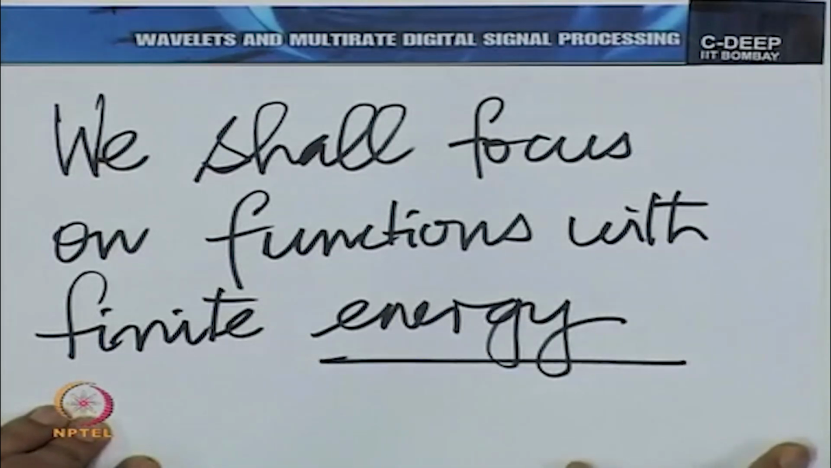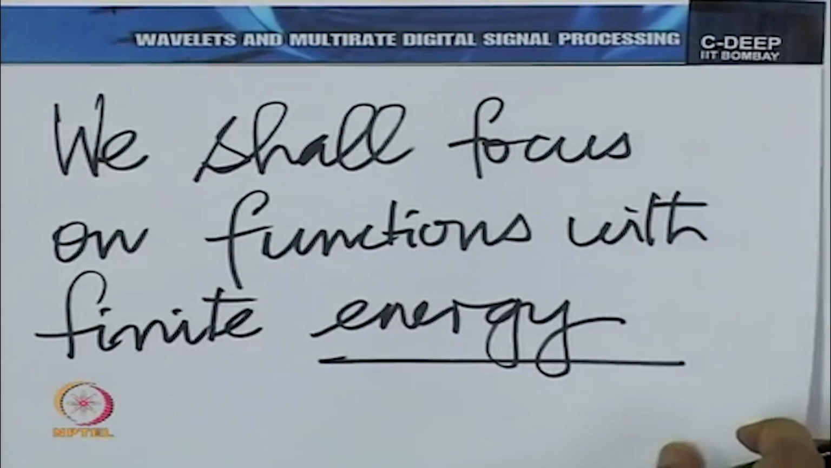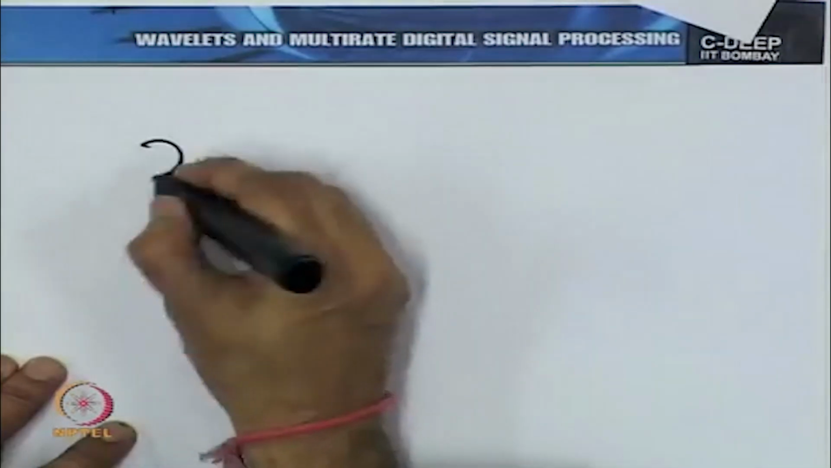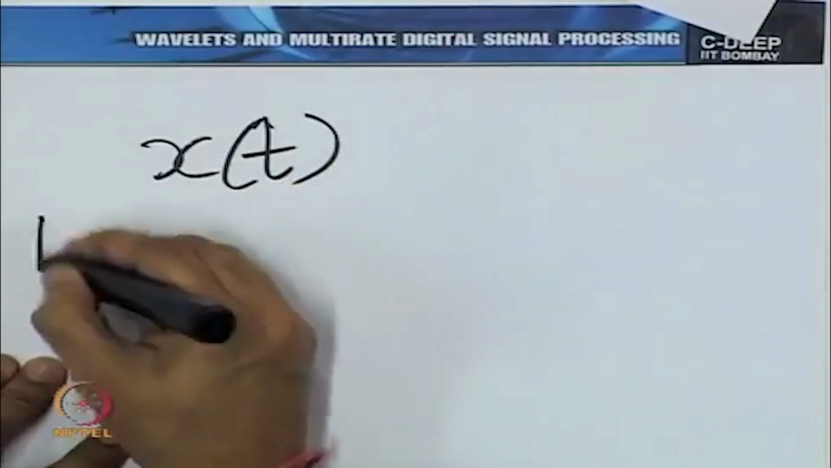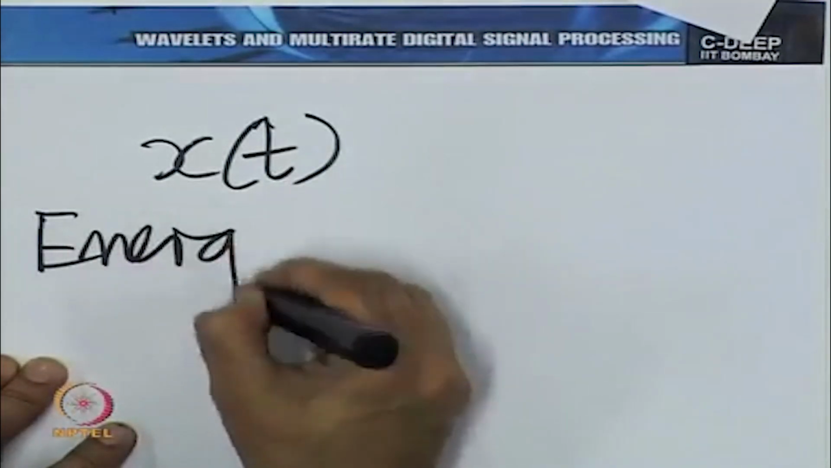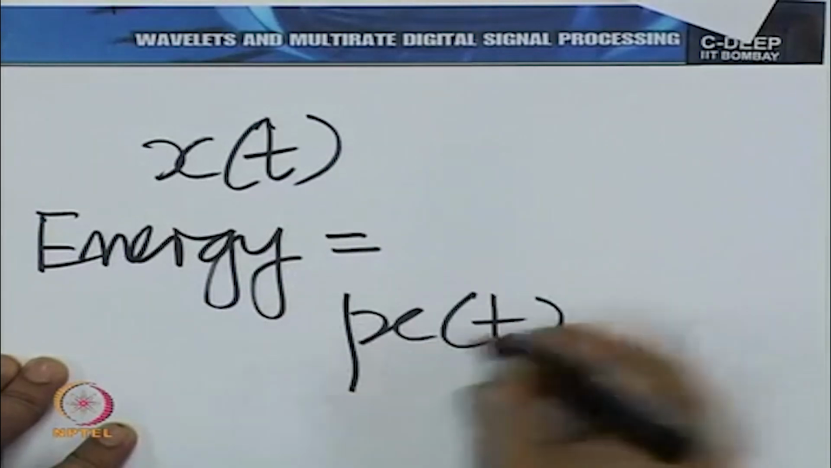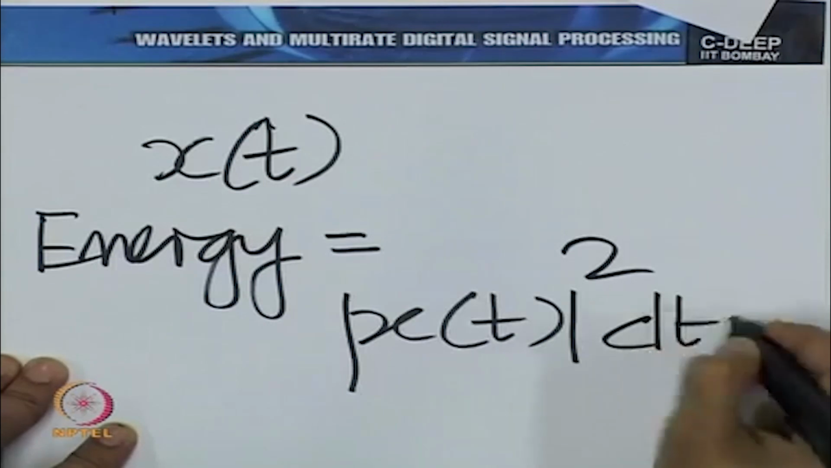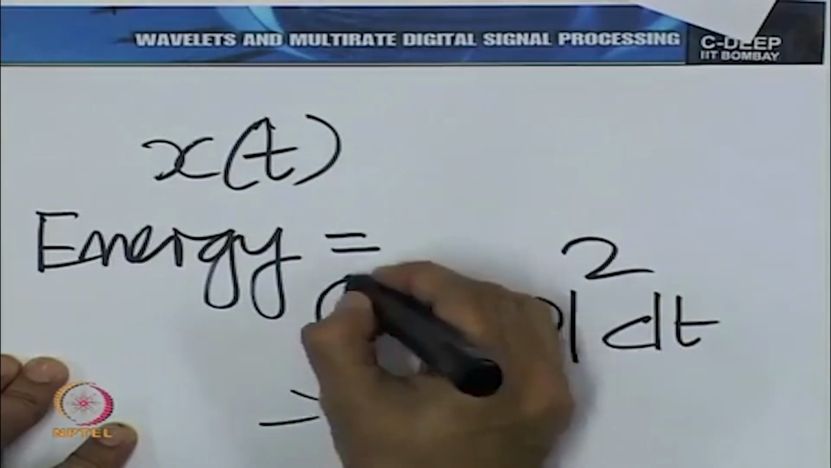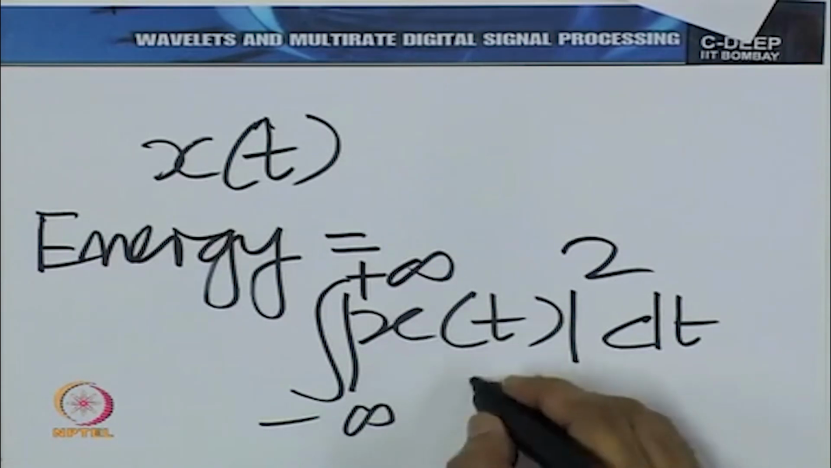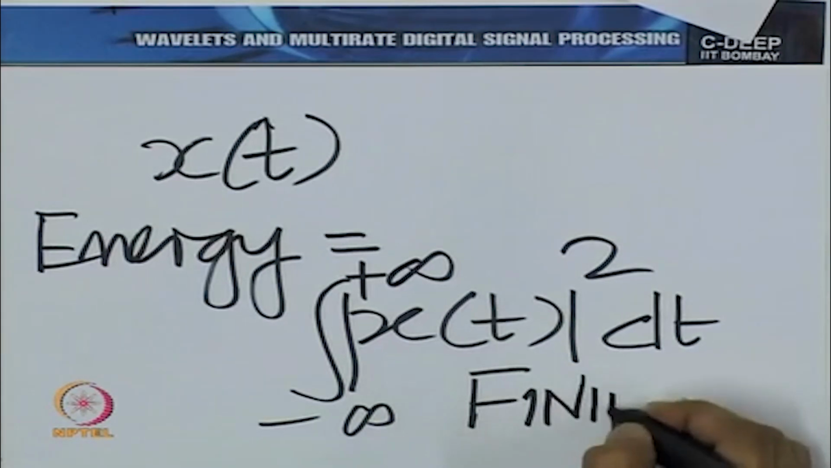And what does energy mean? Energy is essentially the integral of the modulus squared. So, if I have a function x of t, the energy in x(t) is the integral of mod x(t) squared over all t, and this needs to be finite. All that we are saying is this.